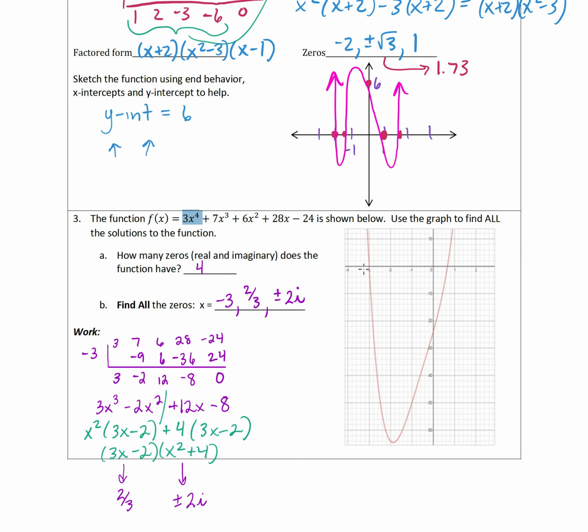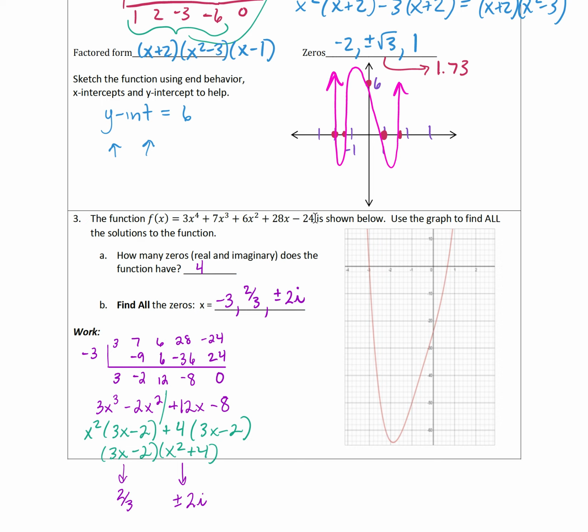So let's just start there. Start with -3, use synthetic division to break this down. You get something like this, you factor by grouping, and then you know that this one gives you 2/3, and then this one gives you plus or minus 2i. And you can see -3, 2/3, and there are no other real x-intercepts because the other 2 happen to be imaginary.